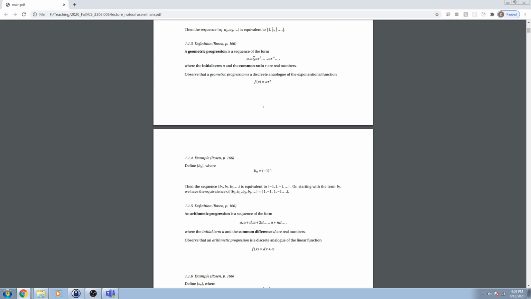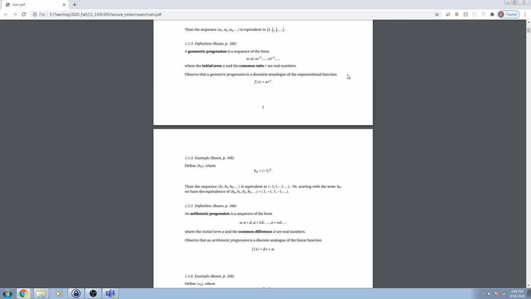If r is equal to 1, then this entire sequence is just the same number repeated, and so it's typically not considered to be an interesting sequence. But if it's larger, let's say a is 3 and r is 10, then this turns out to be just a progression of adding zeros in our decimal representation: 3, and then 3 times 10 is 30, and then 3 times 10 squared is 300, and the next term would be 3,000, and so forth.